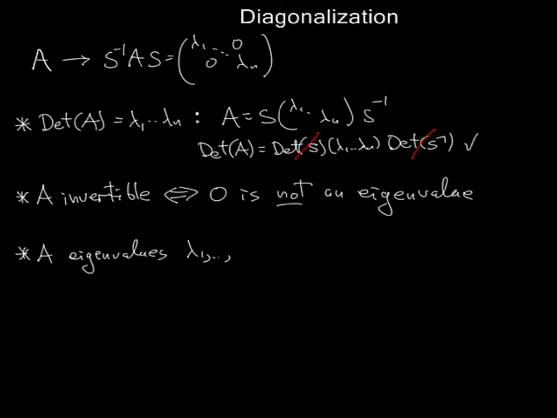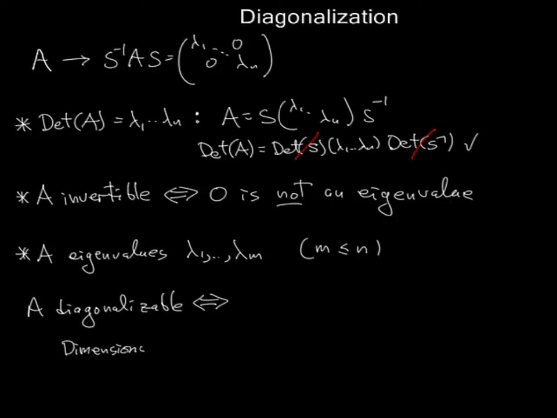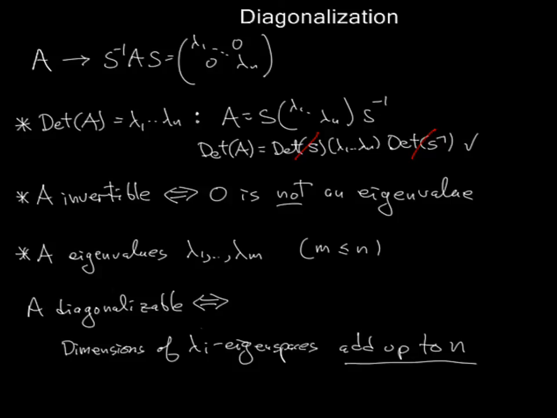And suppose A has eigenvalues lambda 1 through lambda m, where m is possibly less than n, the dimension of the space. Then another condition for A being diagonalizable is that if you add up the dimensions of all the different eigenspaces, they better add up to n. That's the thing which failed in this example of a non-diagonalizable matrix.